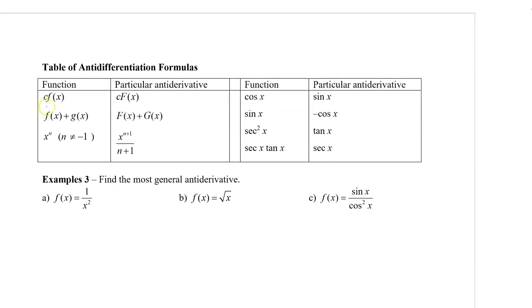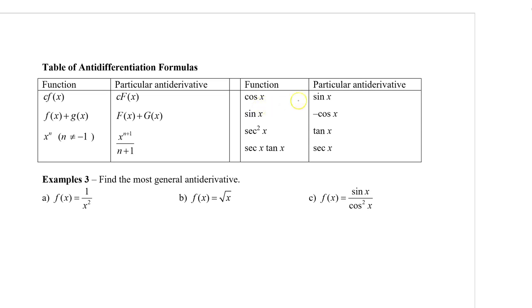So when we take the antiderivative of c times f of x, the constant is still there. So it'll be the constant times whatever the antiderivative is. If we take two functions or two terms, it will be the two antiderivatives added together. For x to the power of n, the antiderivative is x to the power of n plus 1, all divided by n plus 1, which is what you noticed in those 6 examples that we just did.